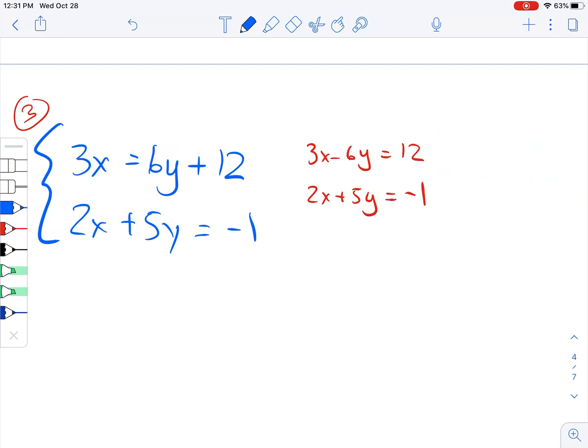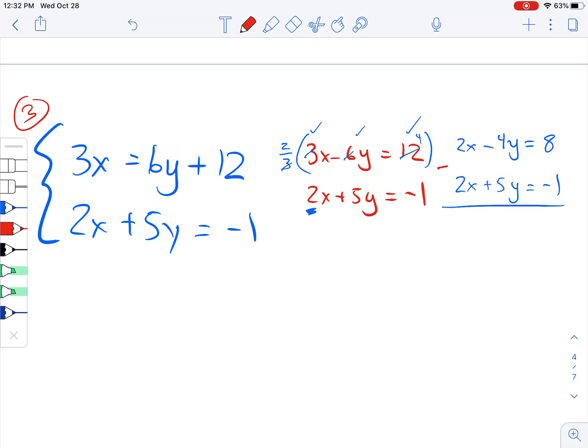An additional approach, you might notice that all of these are divisible by 3. So could I just multiply one equation by 2/3? Why would I want to do that? Well, it's going to divide all of these by 3, but then I do need my x to match this 2x. So I would get a 2x minus 4y equals 8, and 2x plus 5y equals a negative 1.